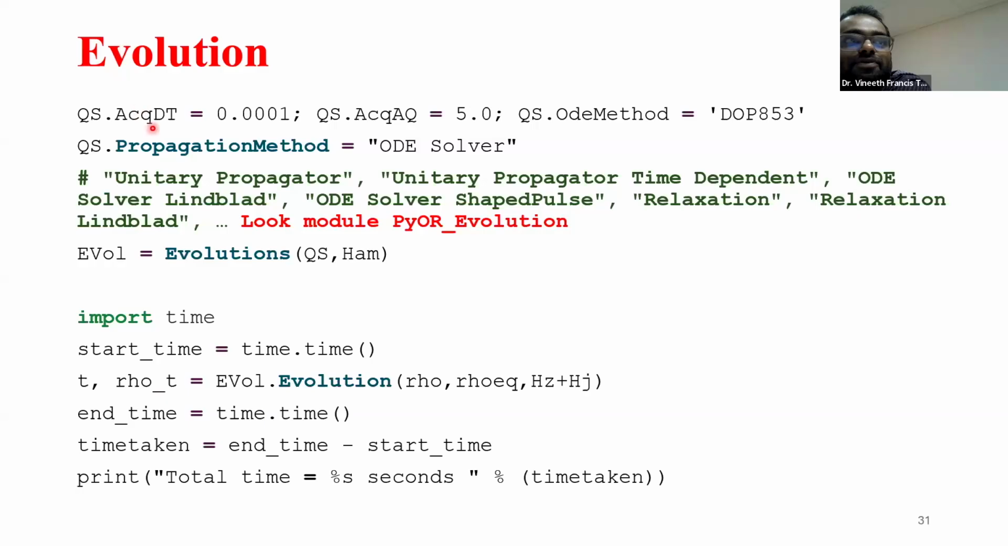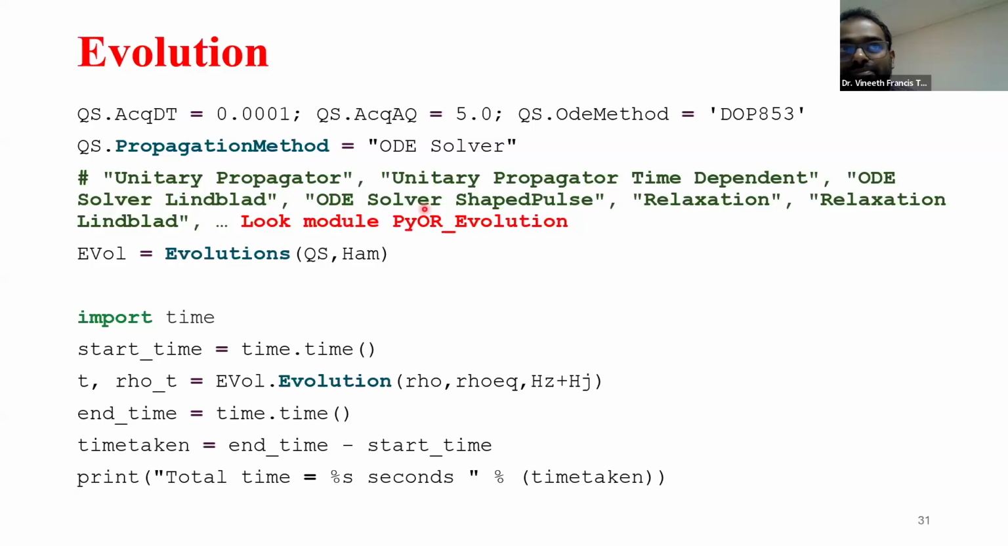Now, to evolve, you can define the dwell time. You can define the acquisition time, and you can choose the method to solve this problem. So for this problem, we are going to use ODE solver. Means we are going to use a solver to solve the Liouville equation as a differential equation, because we are going to use relaxation. If there is no relaxation, you can use unitary propagator as a propagation method. There are other methods defined, unitary propagator with time dependent Hamiltonian, and you can solve Lindblad using ODE solver Lindblad.